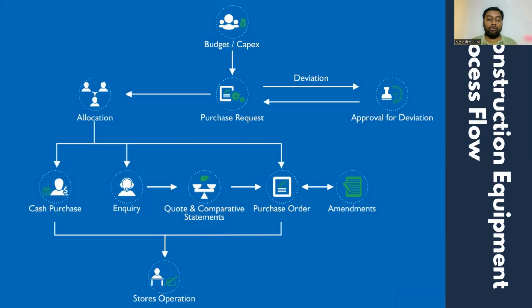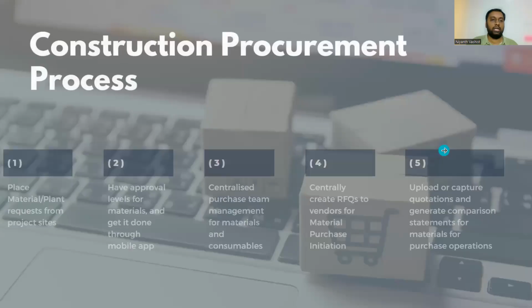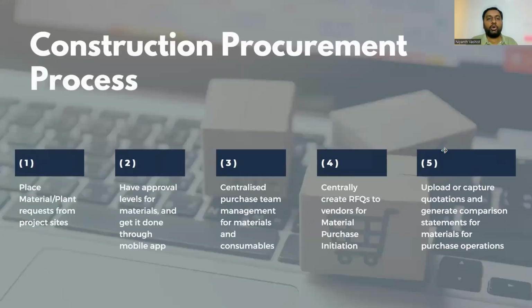The other part of procurement will be in terms of materials as well. So what is the construction procurement process for the materials or the plants? The first thing that we need to have is to place a material or plant request from project sites. That means the project manager or the procurement manager will be placing a request to the head office or the branch office or whichever office is controlling the entire projects. So a request will be sent.